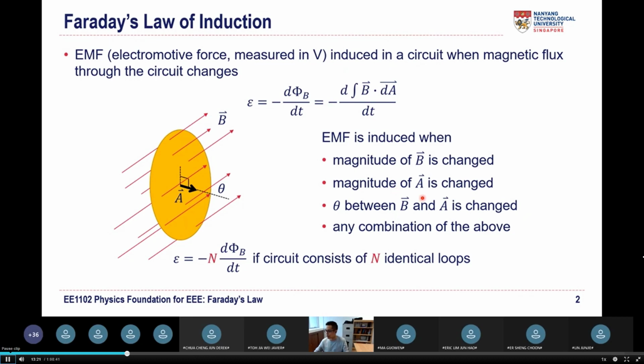And any combination of these three, in fact, is going to create electric potential around the circuit. And if we have not just one loop but many loops, then the potential created is going to be multiplied by the number of identical loops. So if we wind it up into a coil, it's going to create a lot more electric potential, multiplied by N.